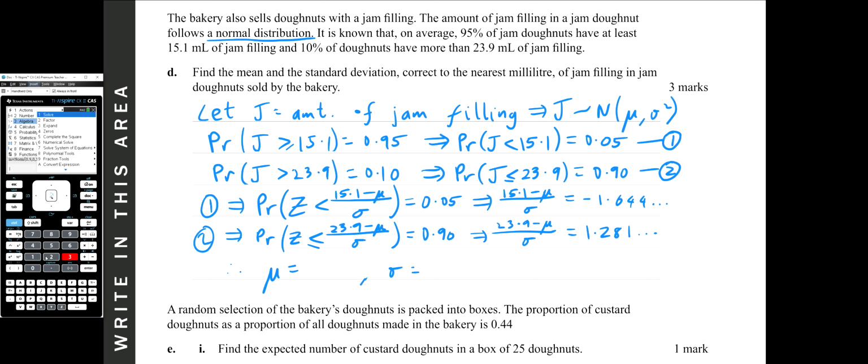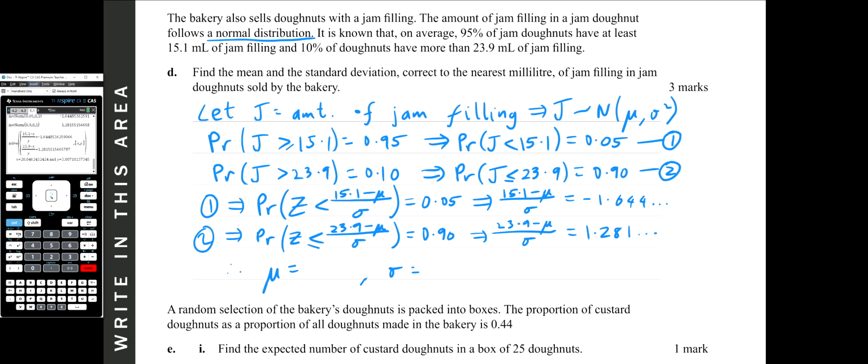Menu 371, two equations, and we'll use x and y just for ease of use. So we're going to create a fraction, 15.1 minus x for the mean and y for the standard deviation. That equals negative 1.64. Another fraction on the bottom, 23.9 minus x over y is equal to 1.28. So I'm just going to copy that, Control C, go all the way to the bottom, and then Control V, and then Control Enter, and there we have it.